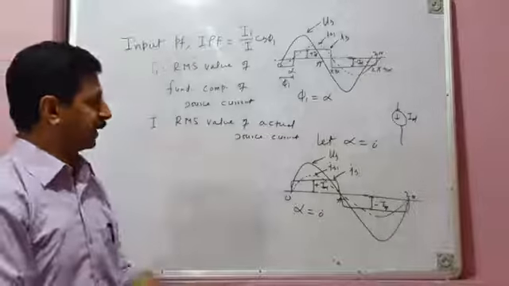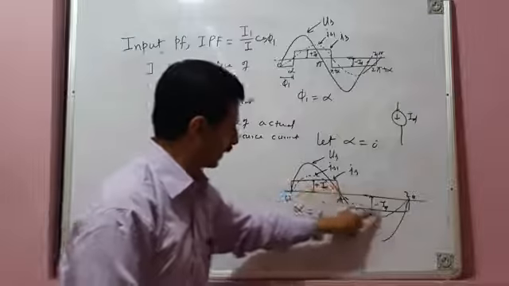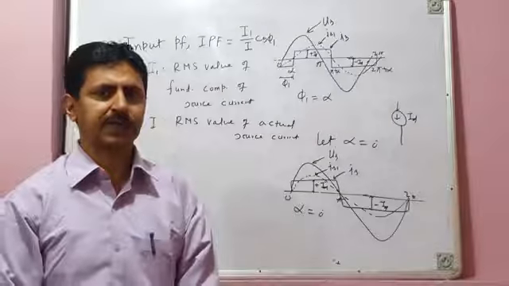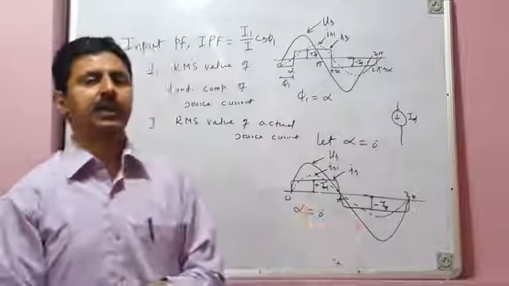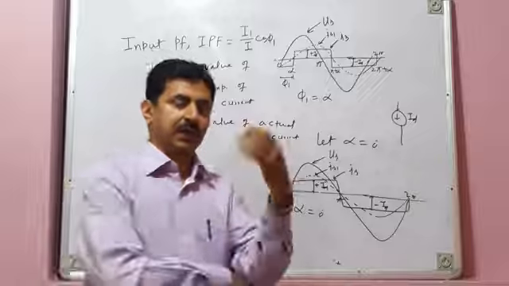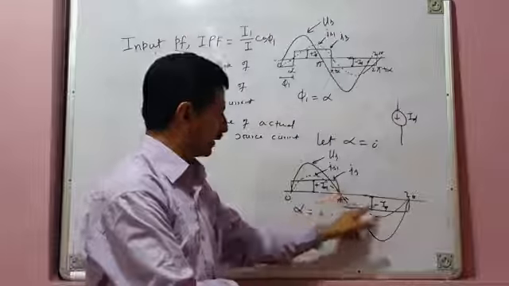You remember one thing, that the source current is like this. It is very rich in harmonics. We have already discussed it. The source current is not sinusoidal. It is distorted, non-sinusoidal. It is rectangular in nature.